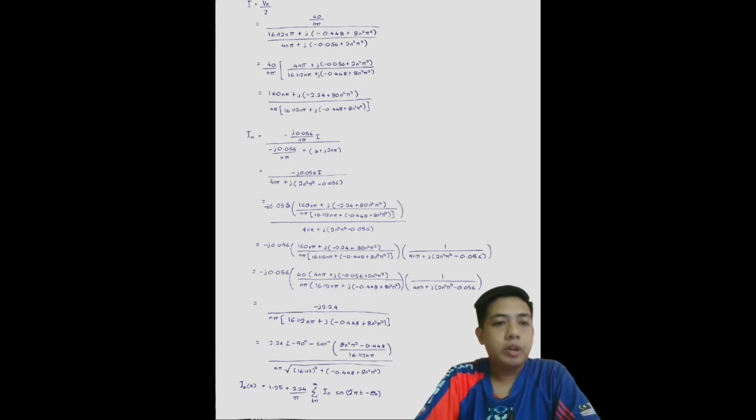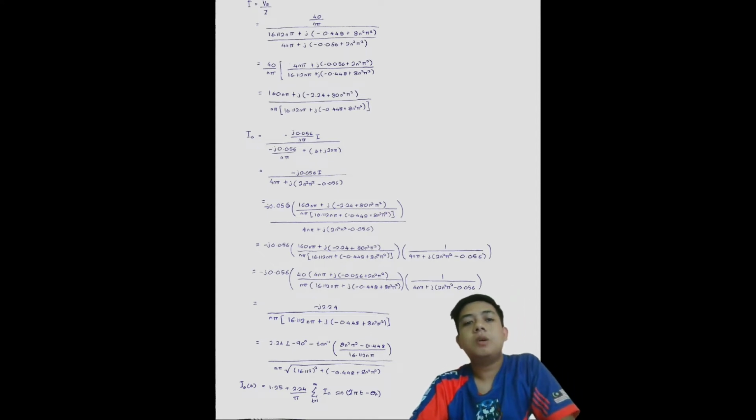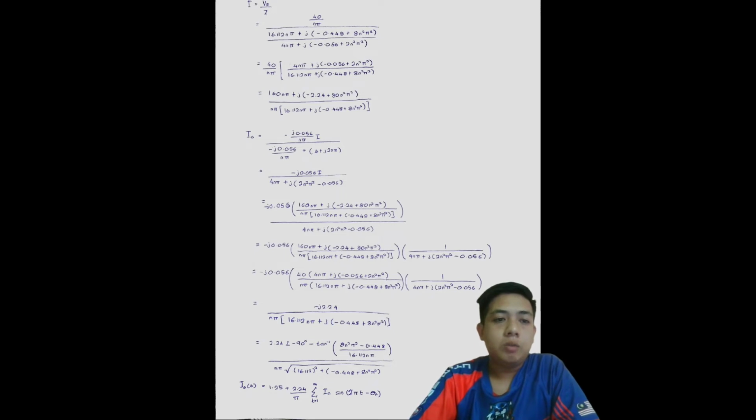For I naught, we find the value by using the current divider formula, which is I naught equal to R1 over R1 plus R2 times I total. We insert all the values into the formula and we get the answer for I naught as negative j2.24 over n pi times (16.112 n pi plus j(-0.448 plus 8 n squared pi squared)). So i0(t) will be 1.25 plus 2.24 over pi, summation from n equals 1, of sin(2 pi t minus theta n).